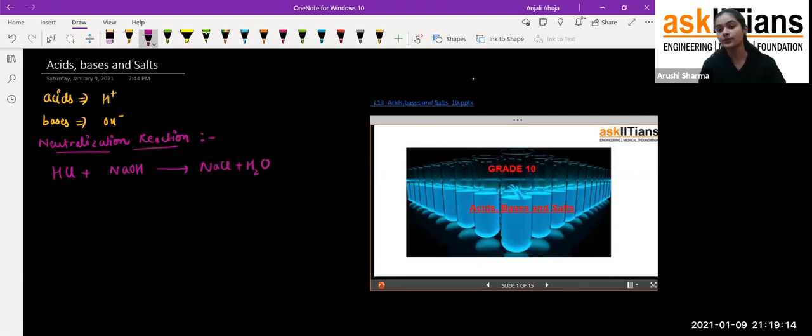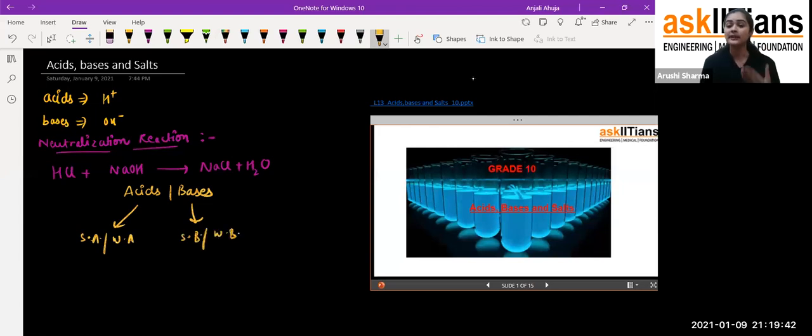Now, what are we going to discuss today? I have told you that acids and bases are of two types: one is strong and the other is weak. We have discussed that there are strong acids and weak acids, and strong bases and weak bases. But on what basis are we saying this? On what basis do we say that HCl is a strong acid, and acetic acid, the organic acid, is a weak acid?